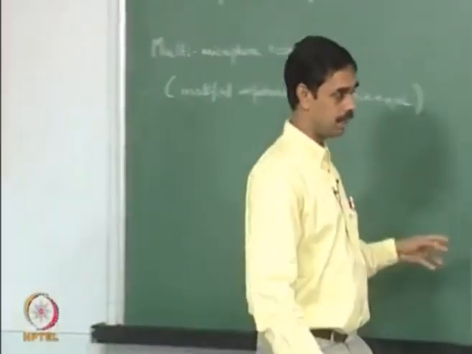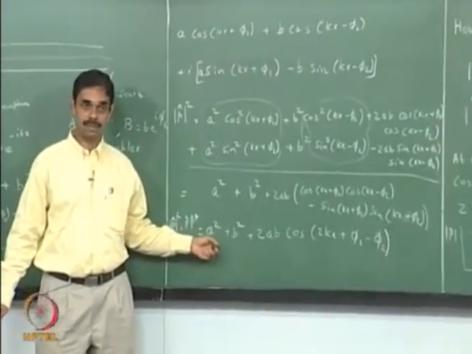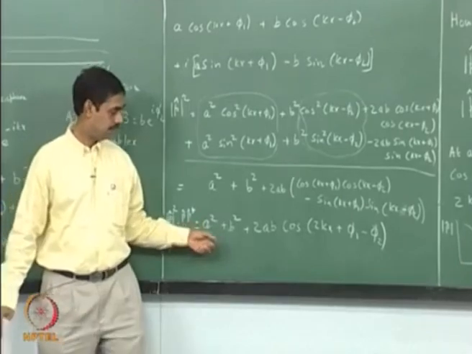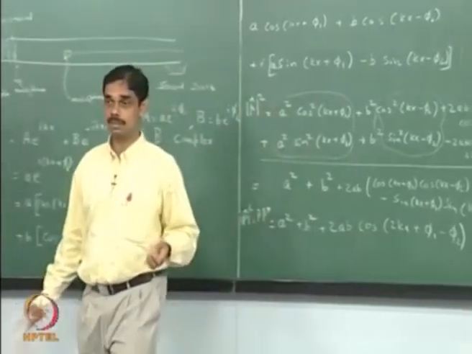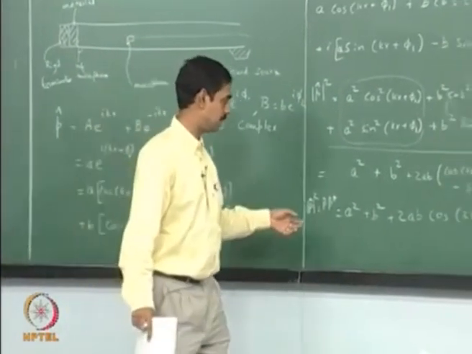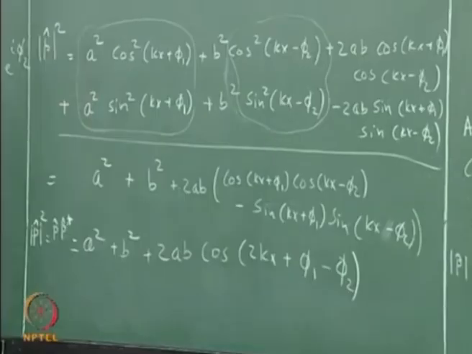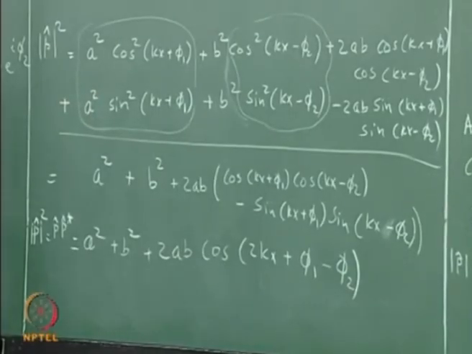So you can see that if you make many measurements, you can actually do a curve fit, like a least square fit for A, B, and phi 1 minus phi 2. So from that, you can get a better estimate of A, B, and phi 1 minus phi 2. But that would mean that you have to make many measurements rather than just rely on a measurement at a maximum and a measurement at a minimum.